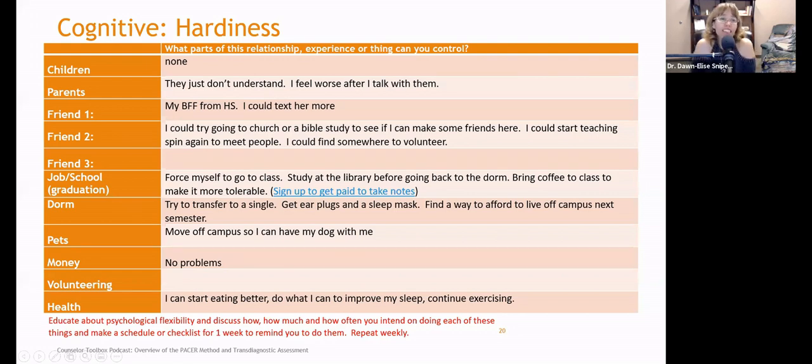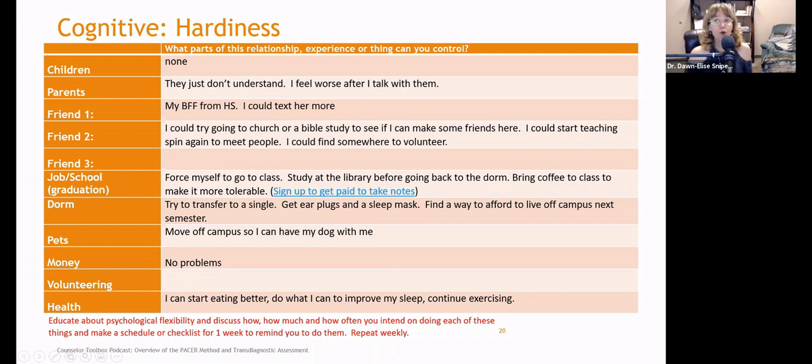Friend number 2, she said, I really just don't have any friends here. And the rest of my friends are just too busy with their sororities and their new boyfriends and this and that. So she identifies that she could try going to church or a Bible study to see if she could make some friends there. She could start teaching spin again to meet people. She used to do that when she was in high school and really enjoyed it. And we know she loves to exercise. Or she could find somewhere to volunteer. She enjoys doing volunteer work, and at least that's not necessarily on campus.